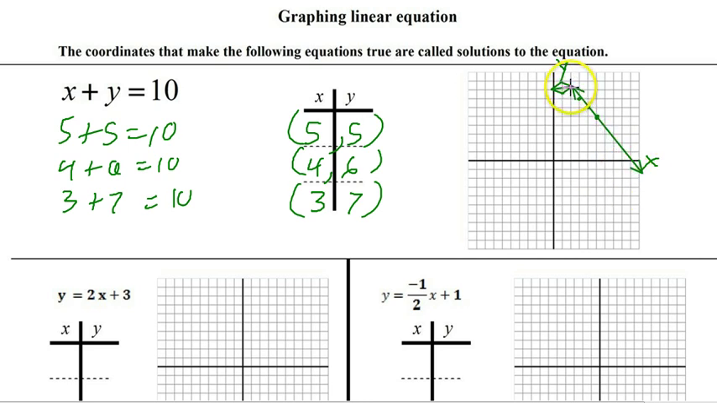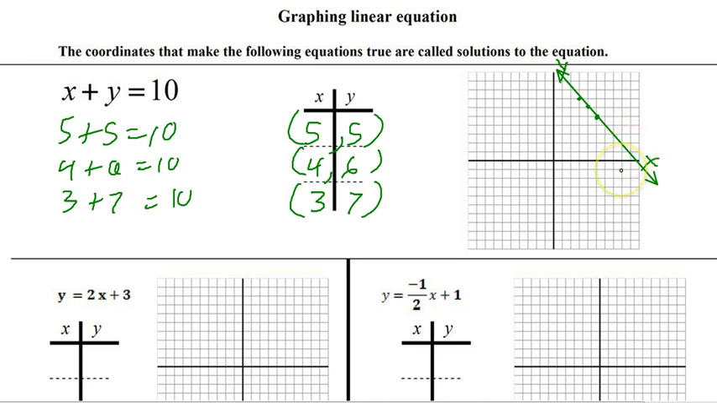Make it nicer. Don't know if I'm going to get it pretty, but right there. There we go. Good enough. And that's the graph of that line.